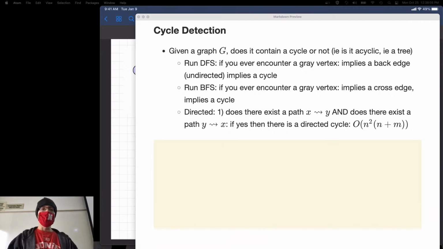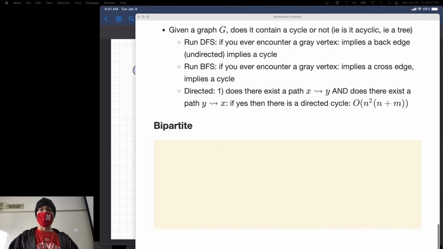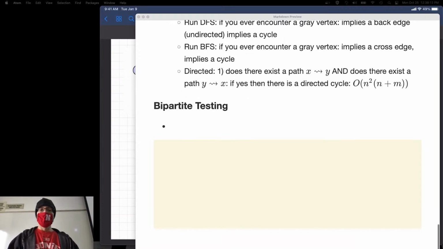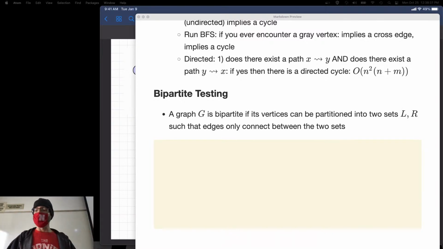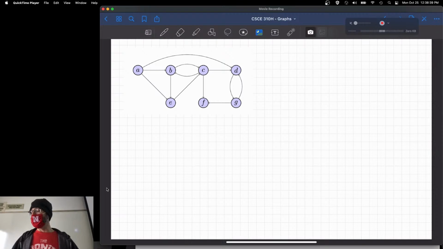Okay, another problem, bipartite testing. A graph G is bipartite if its vertices can be partitioned into two sets such that edges only connect between the two sets. In fact, when we write this, we usually call the sets L and R, because we draw them as a left partition and a right partition. We'll come back to this over here.